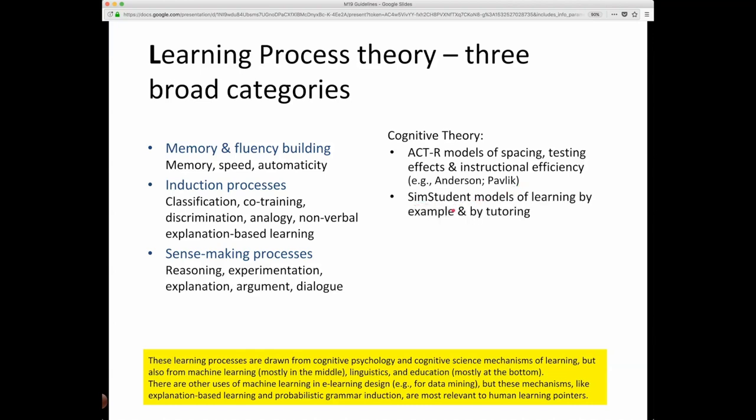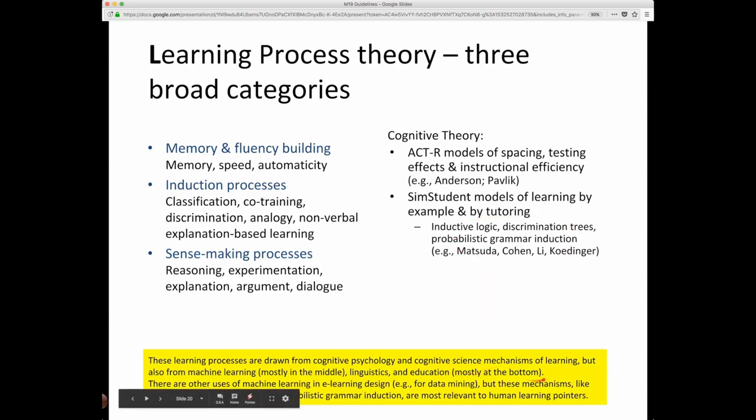We've done a lot of work on modeling, using AI and machine learning, some of these inductive learning processes, where we have an AI system that can learn from examples and by tutoring, called SimStudent, and a newer one called the Apprentice Learner. And it uses explanation-based learning, forms of induction, inductive logic, discrimination trees, probabilistic grammar induction. A lot of these are drawn from machine learning, but again, these are a limited set of mechanisms that seem most relevant to human learning.